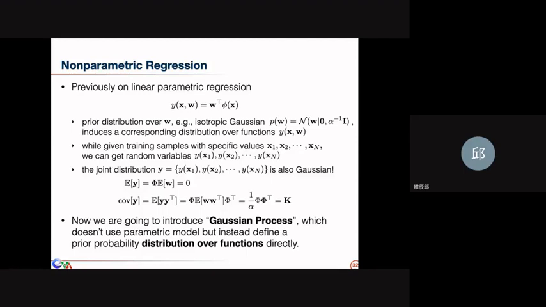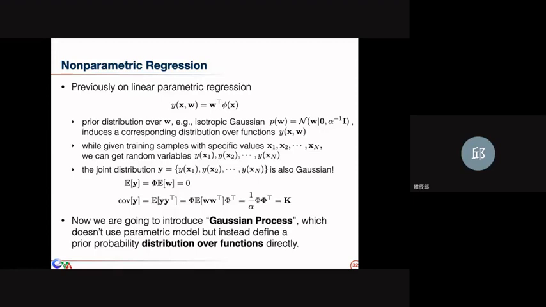Okay, so here I just want to give you an example. Even if you start from a linear parametric regression, once you put a prior distribution over your parameters, those y's will become random variables, and then you can compute the joint distribution over those y random variables.